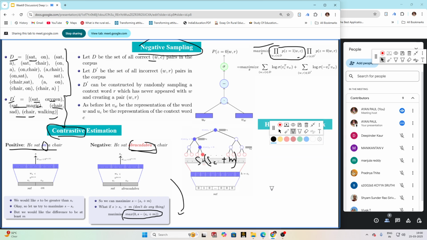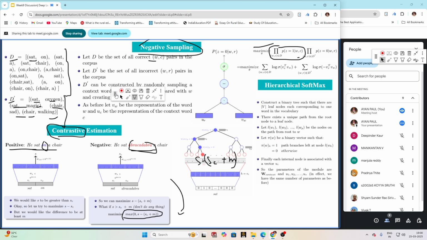What is the third thing that we do? The third thing is something called hierarchical softmax. In hierarchical softmax, we construct a binary tree. We have two kinds of nodes, one is the leaf node and one is the root node.